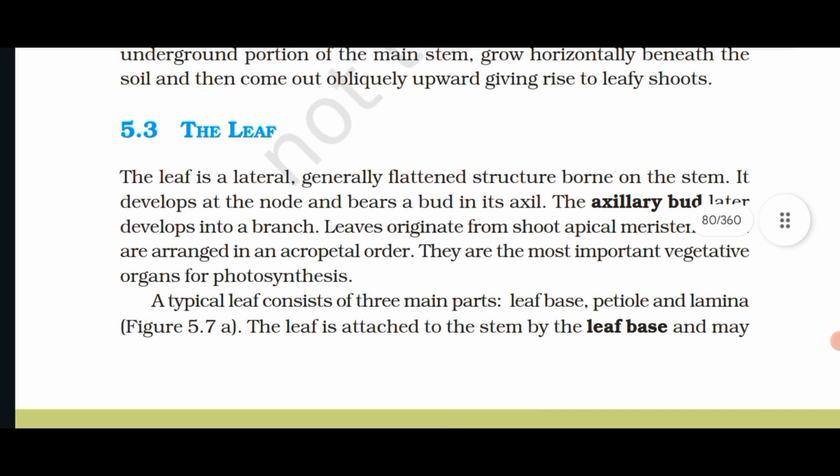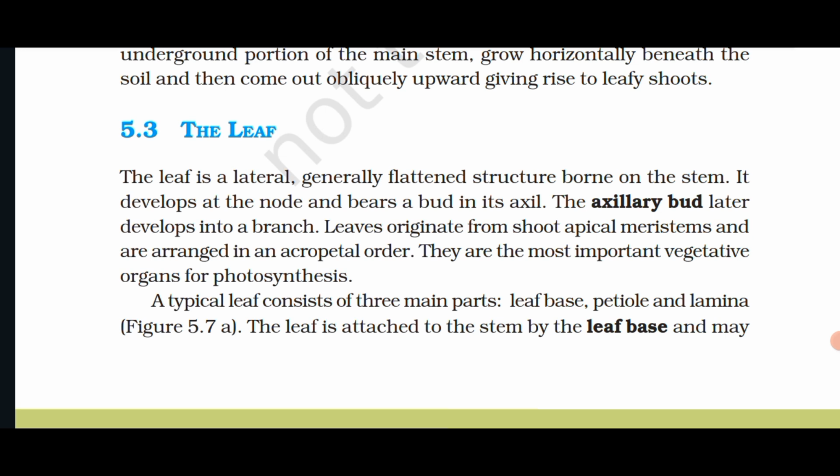5.3 Leaf. The leaf is a lateral, generally flattened structure borne on the stem. It develops at the node and bears a bud in its axil. The axillary bud later develops into a branch. Leaves originate from shoot apical meristems and are arranged in an acropetal order. They are the most important vegetative organs for photosynthesis.